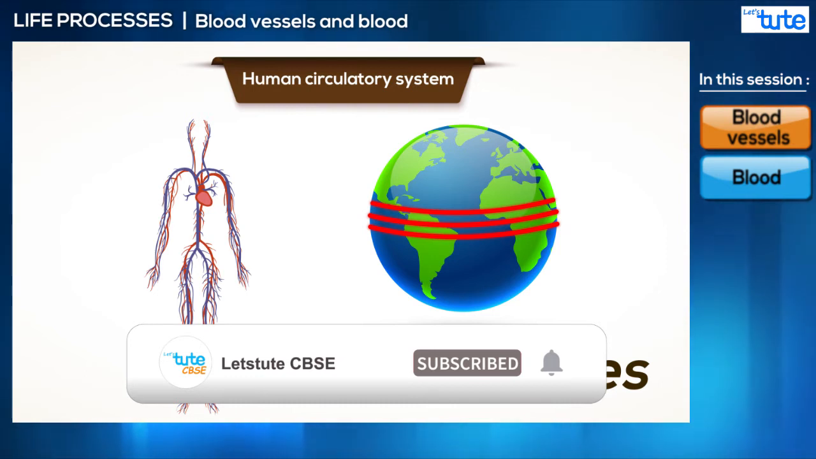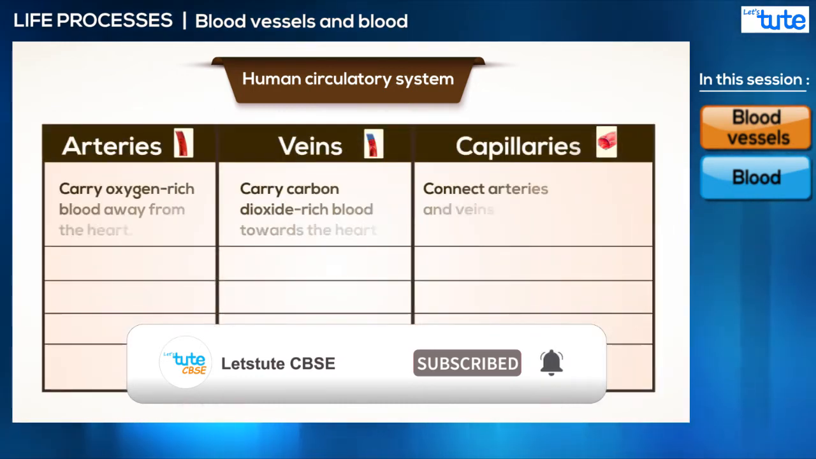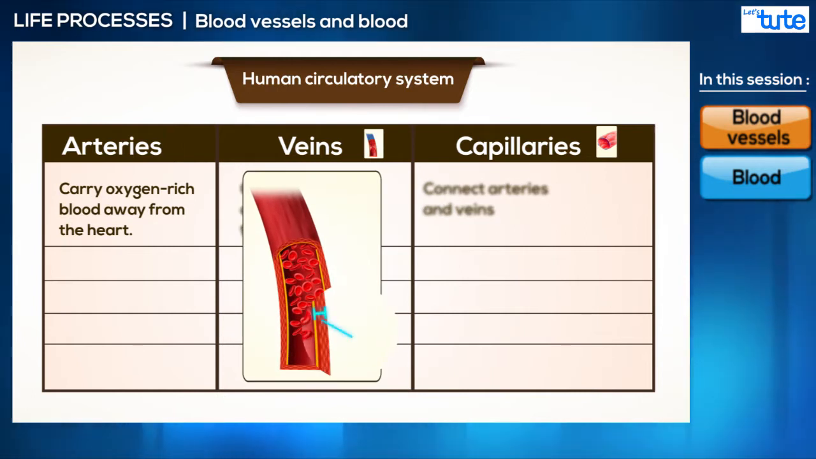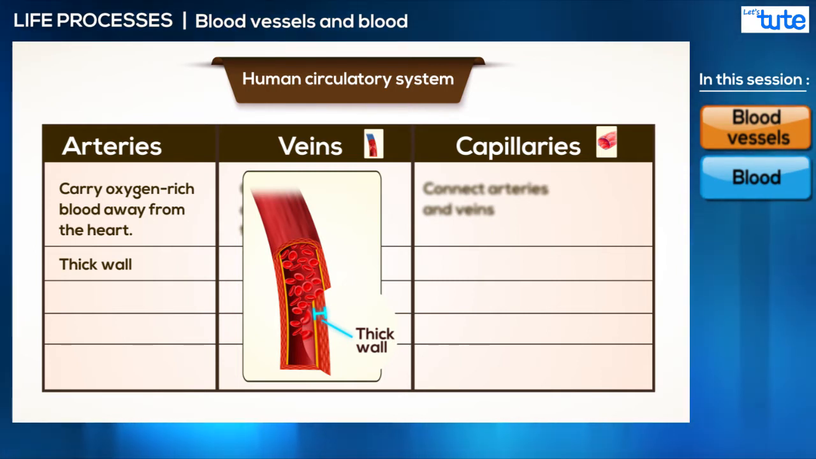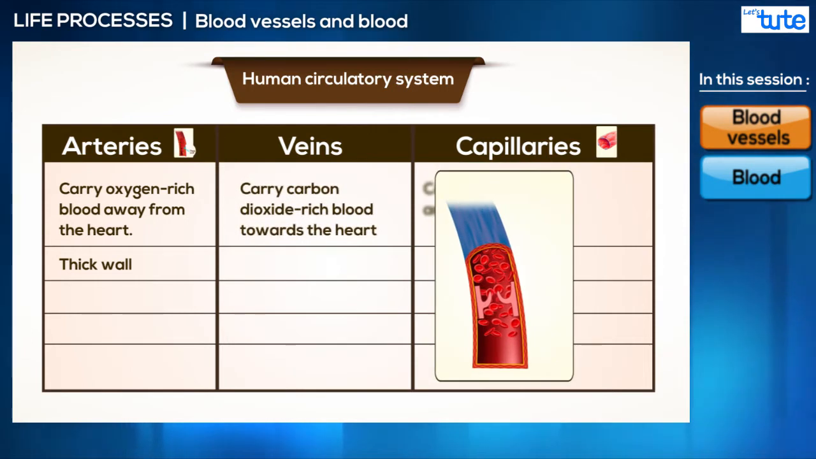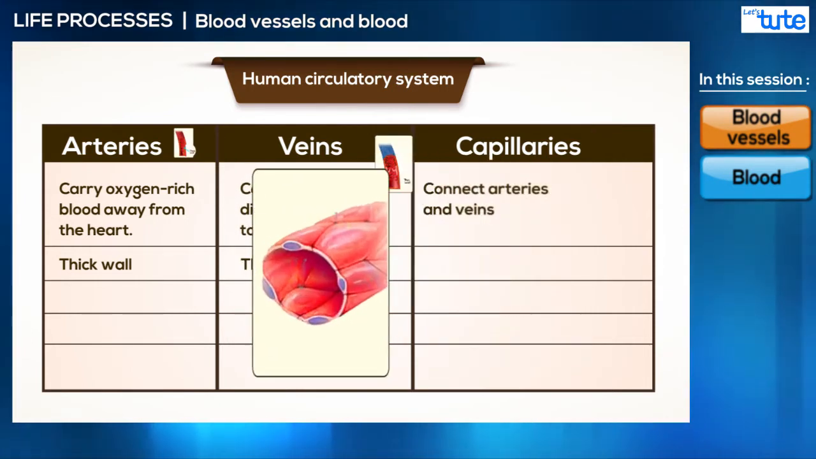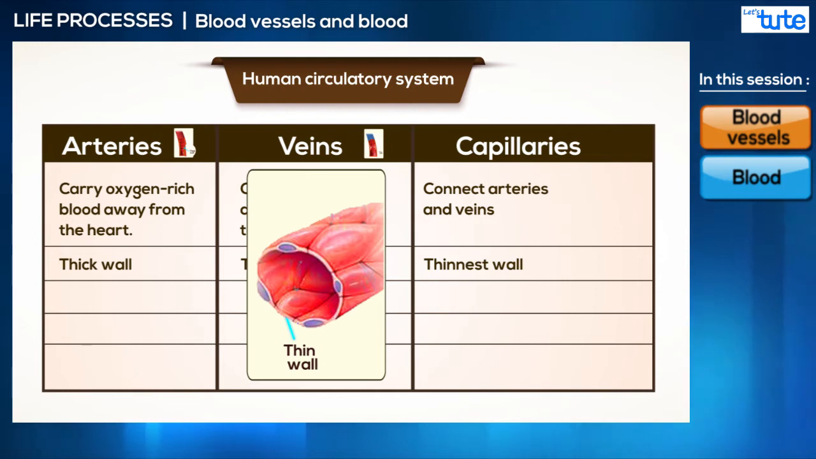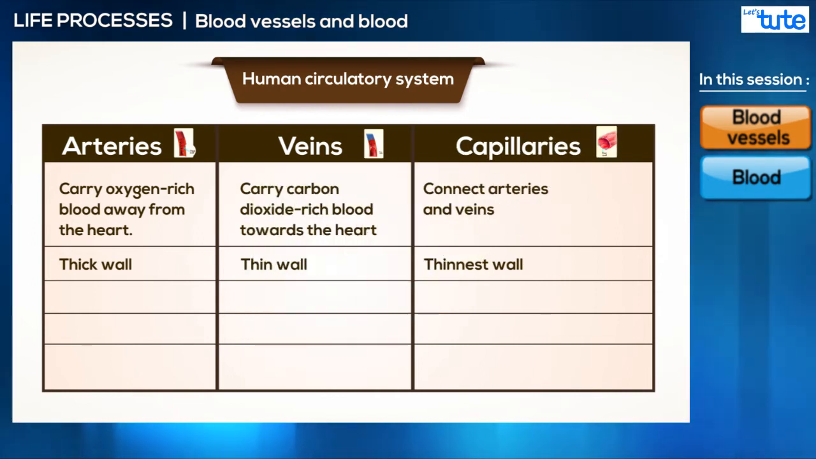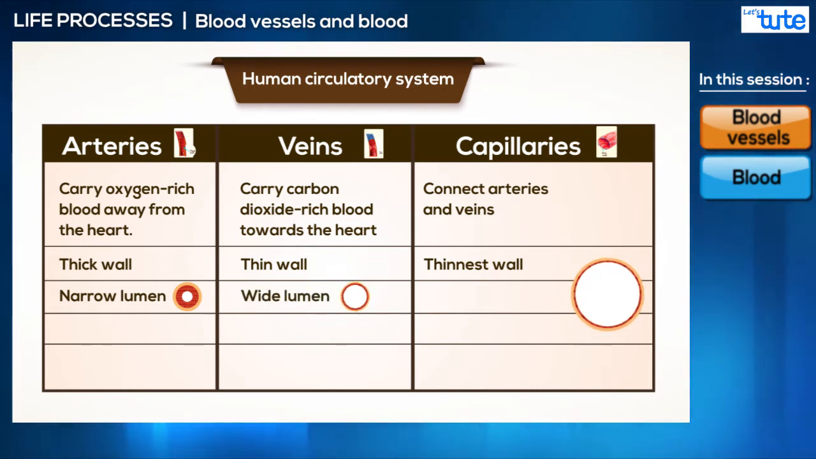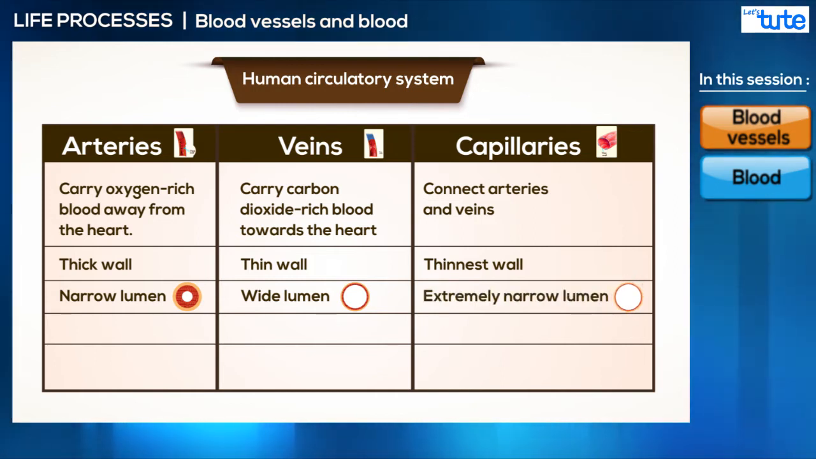Let's compare some of their features. Of all the 3 blood vessels, the arteries have the thickest wall. Can you think why is it so? It is to withstand the pressure of the blood pumped by the heart. Veins are thin-walled and capillaries are the thinnest. Talking about the lumen, arteries have a narrow lumen. The vein has a comparatively large or wide lumen and capillaries have an extremely narrow lumen. It is just a single cell wide.